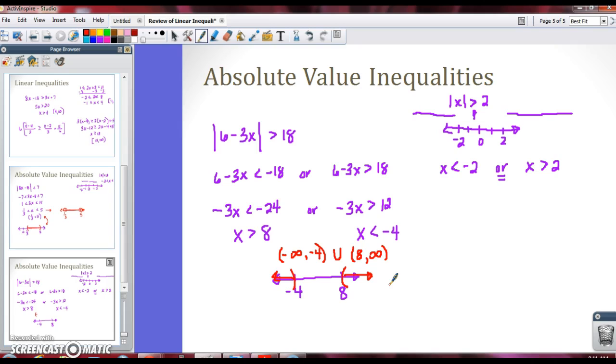So that's just a quick review of linear inequalities and absolute value inequalities. Make sure you check in the book for additional examples if you need to.